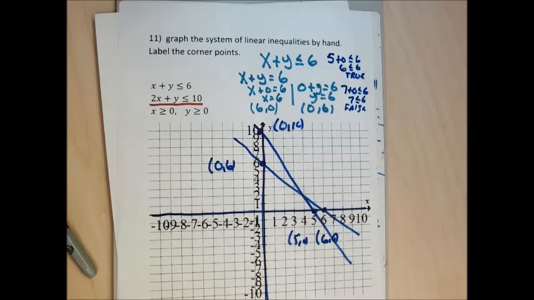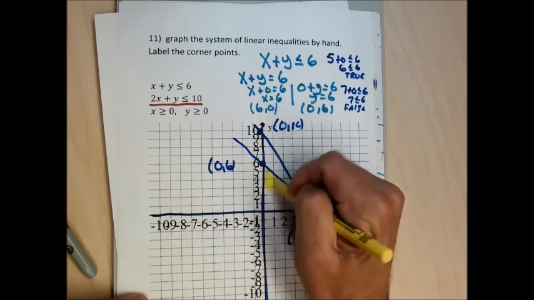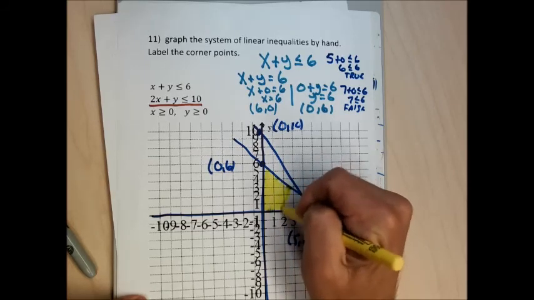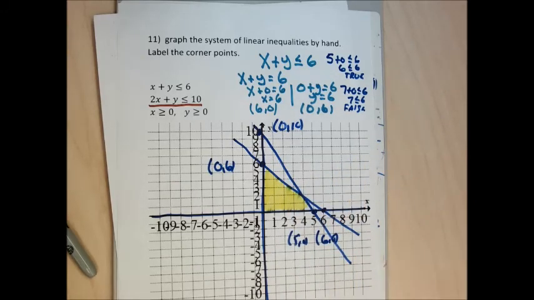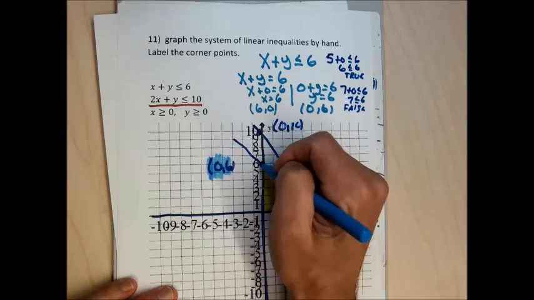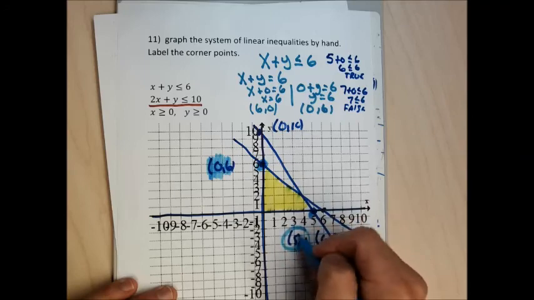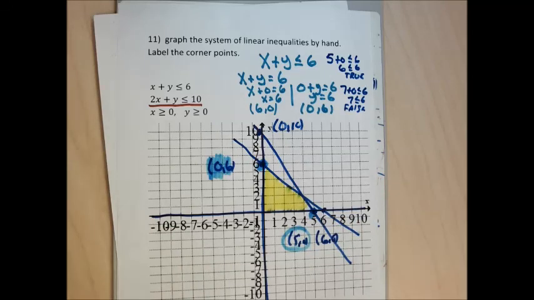My shading needs to be in the first quadrant, so to the right of the y-axis, above the x-axis, underneath both lines. The final answer should look like this, but on top of that I should label the corner points. And corner points are any points along the boundary of the final answer. So this is considered a corner point because it's along the boundary of the shaded region. This is considered a corner point because it's along the boundary and it's an angled point along the shaded region.